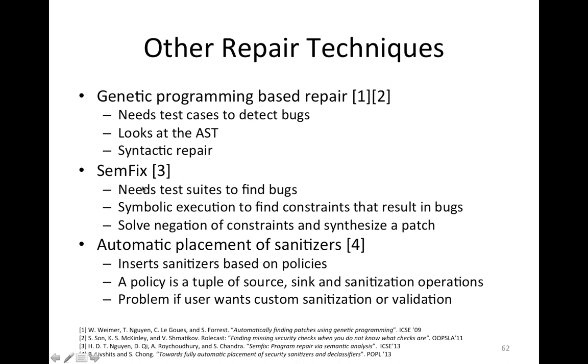There's SimFix that also takes test suites to find bugs. If the test suite finds a bug, they do symbolic execution to get the constraints on the inputs that resulted in this bug. Then they solve the negation of the constraints and synthesize a patch based on this negation. So this is the constraint that represents the input that resulted in the bug, and they negate it and try to synthesize a patch based on the other inputs that do not result in the bug.